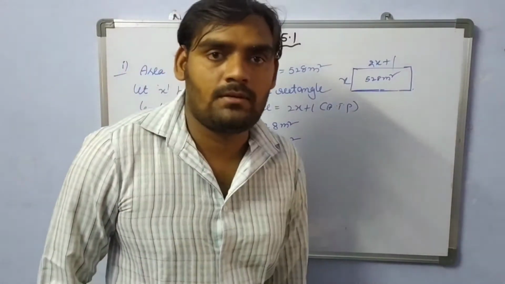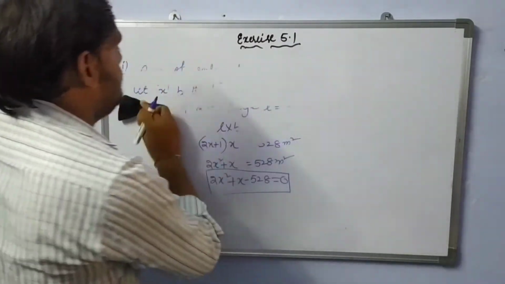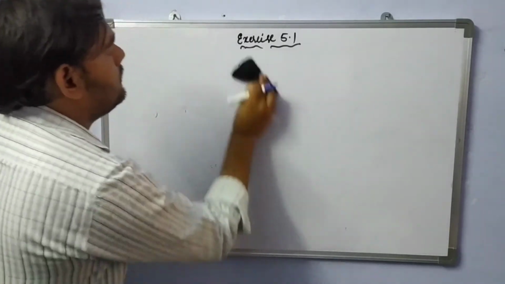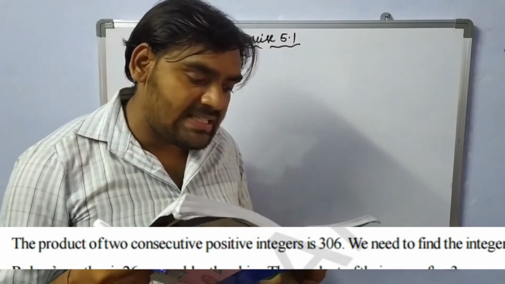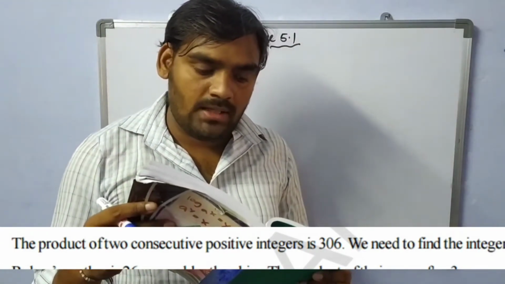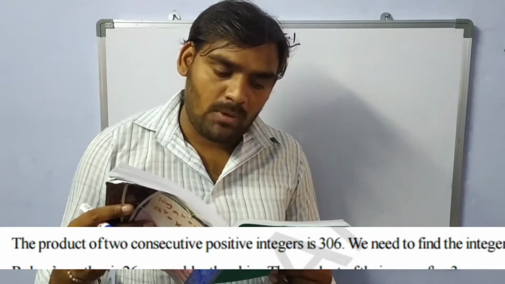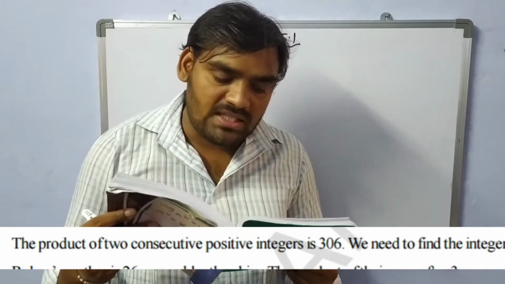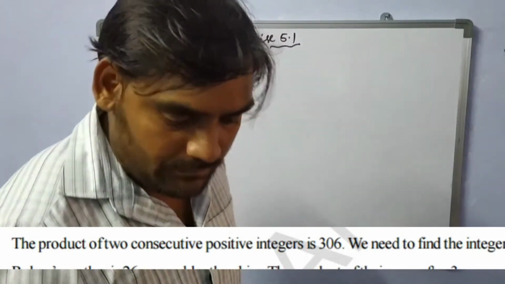After that, another one. Next one. See, the product of two consecutive positive integers is 306. We need to find the integers. Represent the following situation in the form of a quadratic equation. In the second one, the product of two consecutive positive integers is 306. We need to find the integers.